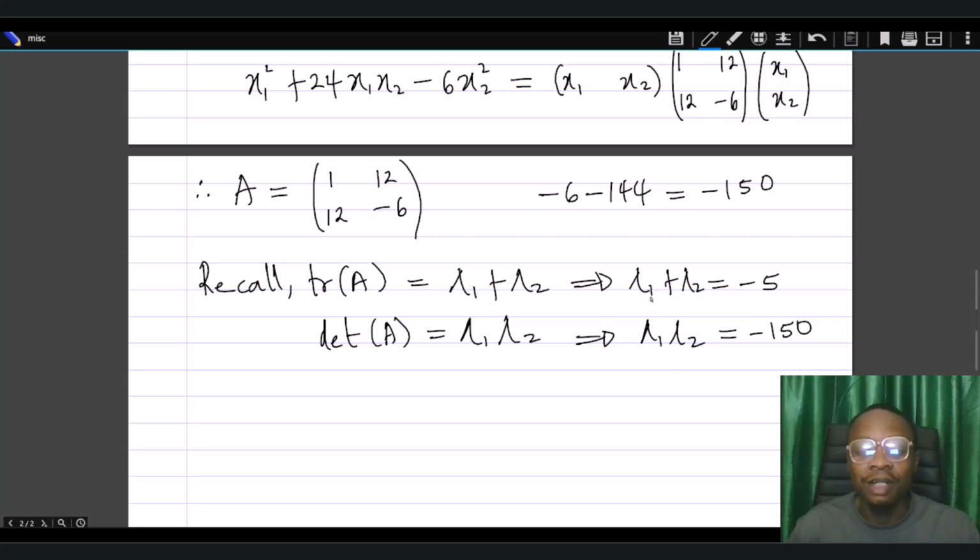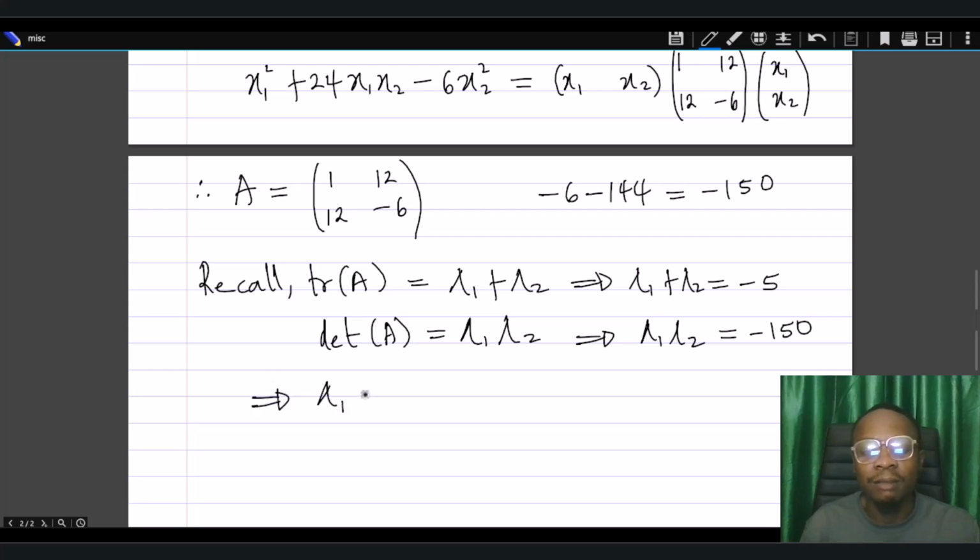I mean, go ahead and make substitutions here, solve the resulting equation. You should get minus 15 and 10, okay, by mere inspection, anyways, because minus 15 multiplying 10 will give us minus 150. Minus 15 plus 10 will give us minus 5. Okay, so by that, there is no need to do any more thing.